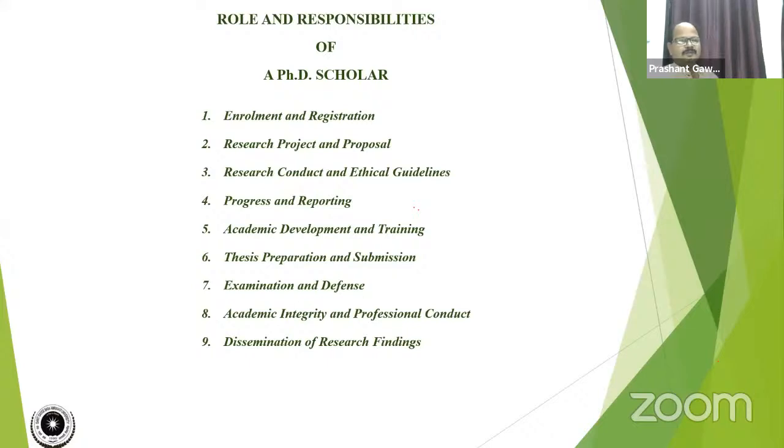There are responsibilities of the PhD scholar also: enrollment and registration, research project and proposal creation, conduct of research and ethical guidance, and progress and reporting. Whatever progress he has, he prepares a progress report and puts it before the RAC and thereafter the RRC. Also academic development and training, thesis preparation and submission, evaluation and defense, academic integrity and professional conduct, and dissemination of research findings.